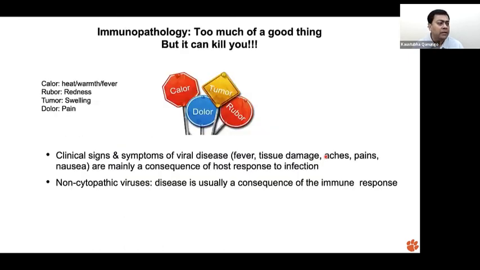The next part that we are going to talk about is the immunopathology. And this is the too much of a good thing that can kill us. And unfortunately, what we are seeing in the SARS-CoV-2 is that this immunopathology is the reason for this number of deaths. And what are these? So this is just an overview of that. What does this mean? All of these are due to your immune function. These are the consequences of your immune response.